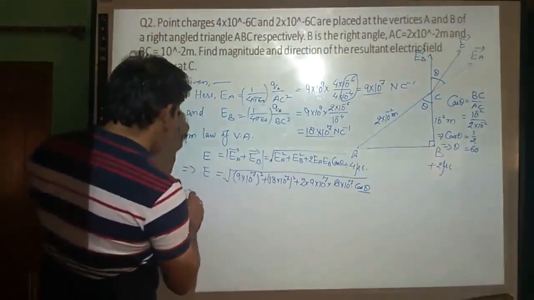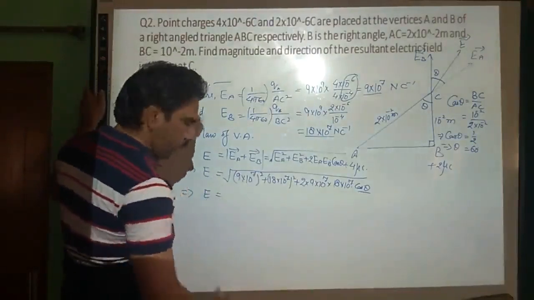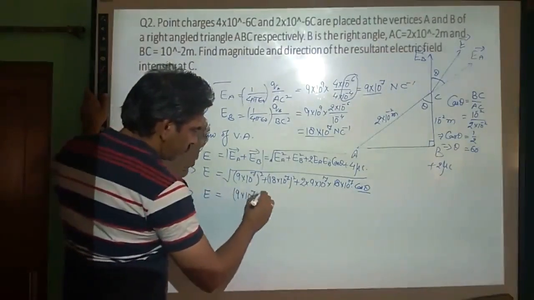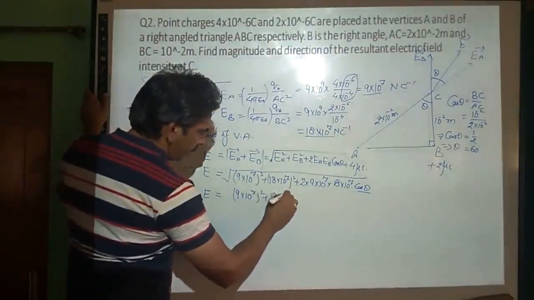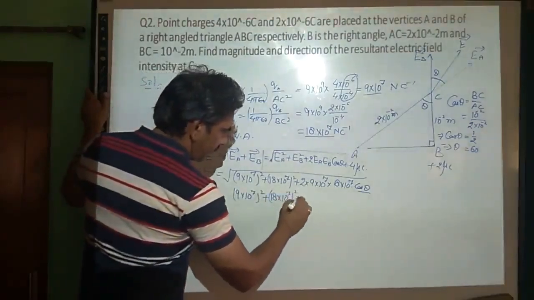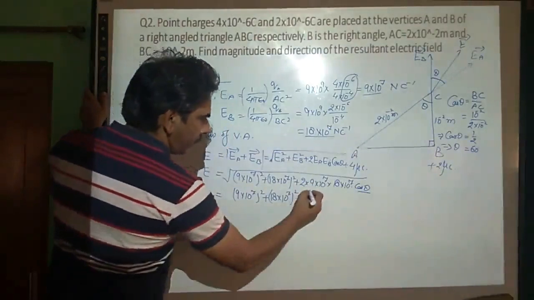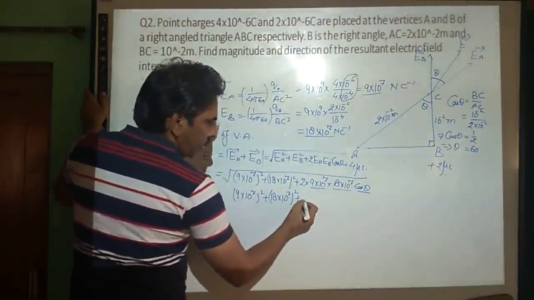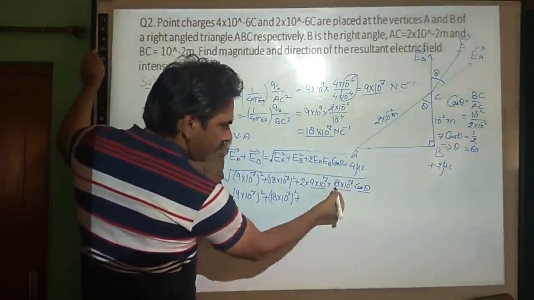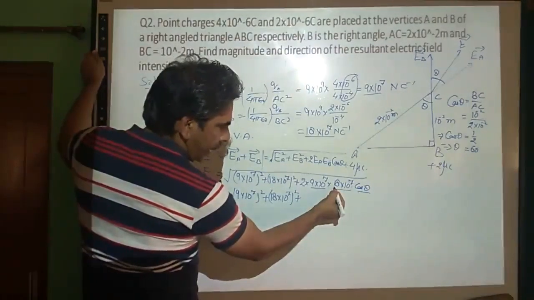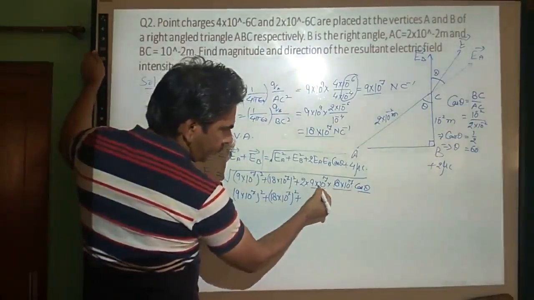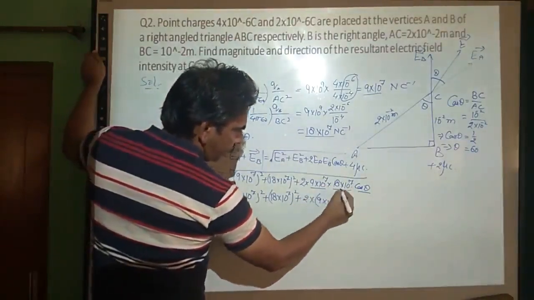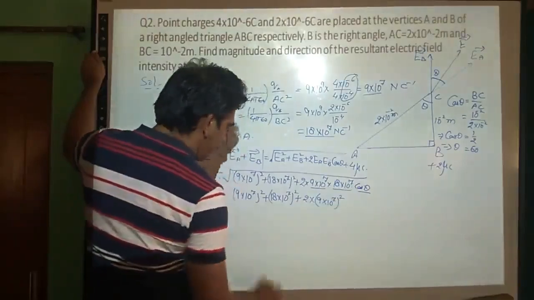So from here, in this calculation, the magnitude of resultant electric field comes out to be 9 into 10 to the power 7 square plus 18 into 10 to the power 7 square plus 2 cancels out with the 2, and we are left with only this, because cos theta will be 1 by 2. From here we can make some arrangement. We can write 18 as 2 into 9. So it is 2 into 9 into 10 to the power 7 into 9 into 10 to the power 7. So it becomes square here.